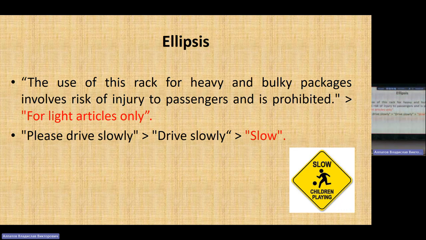This is one of the modern trends in English grammar, that written language is slowly adopting various features of the colloquial language. One of them is the simplification of syntax. For example, if you look at this sign on the English trains, you see that it used to be much longer. The use of this rack. Rack is sort of a stand for your baggage, right? The baggage rack. That's where you put your suitcases. The use of this rack for heavy and bulky packages involves risk of injury to passengers and is prohibited. It's a very nice, correct, long English sentence with everything there. Then it gets shortened to: for light articles only, right? No predicate, no subject, just the main new idea.